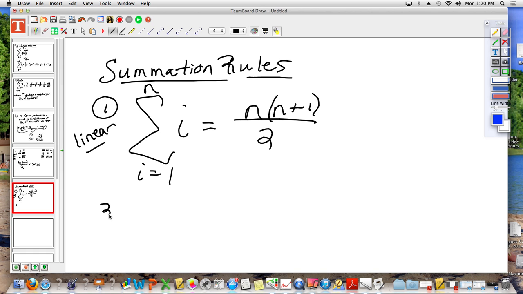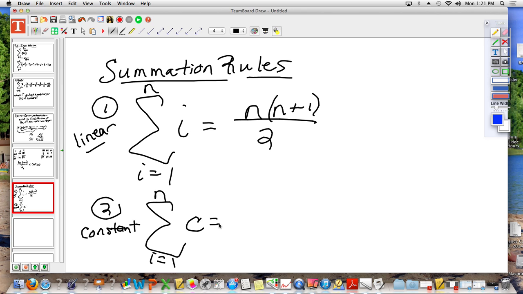Second rule is this. The sum from 1 to n of c. What does that mean? A constant. So I'm going to write this down. If you have a constant, all you have to do to figure out the sum of that is to take that constant value, say it's a 4, you would take 4 and you would multiply it by the number of terms that there are. So it would be c times n.